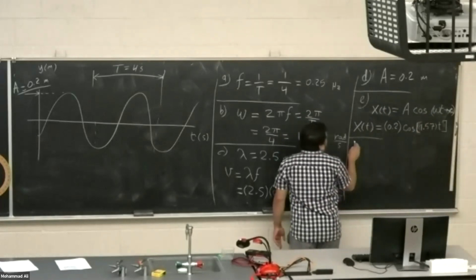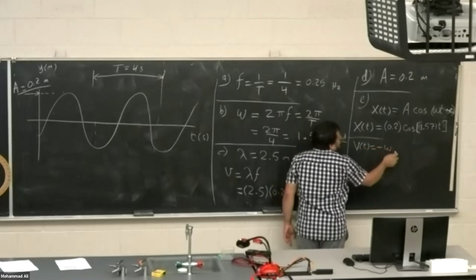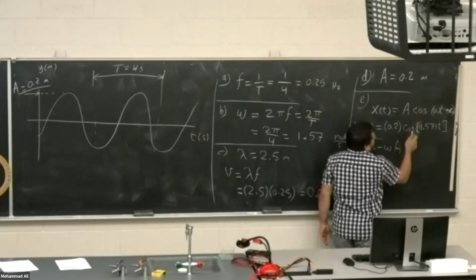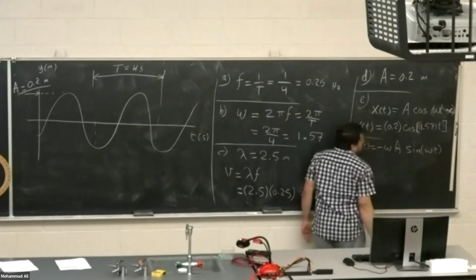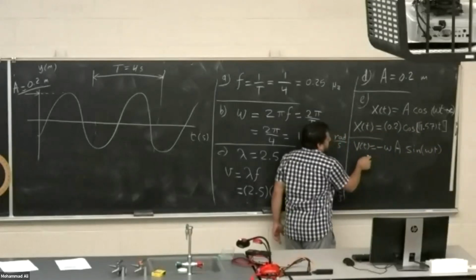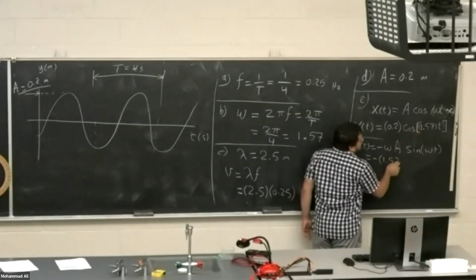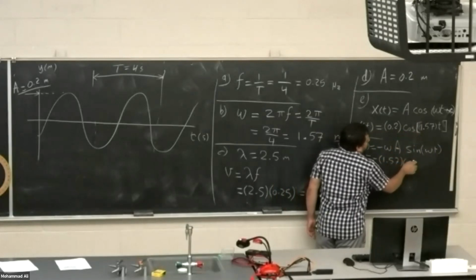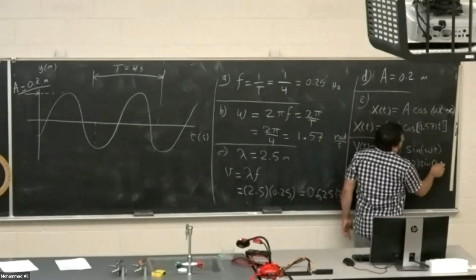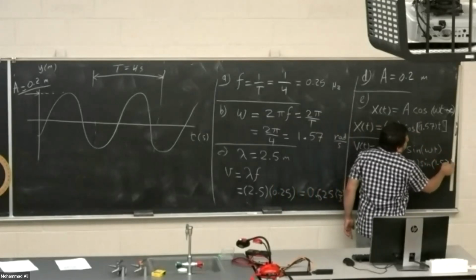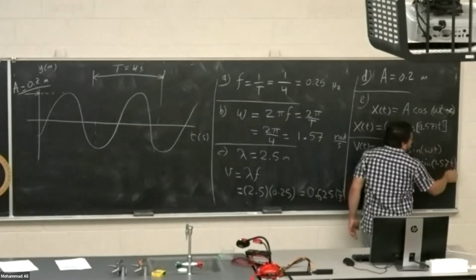What about the velocity relation? The velocity as a function of time is equal to negative omega multiplied by A, but we have sine omega t. Okay, we have everything. So it is equal to negative omega, negative 1.57, A is 0.2, sine 1.57 t. That's it.